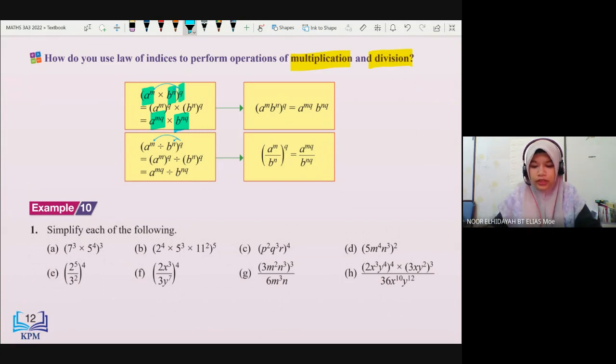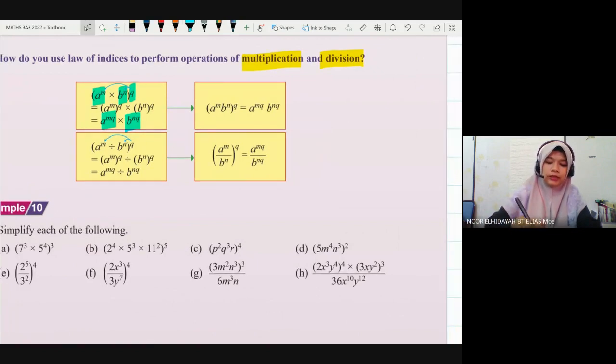Ataupun, kita dah belajar algebraic, a times b is equals to ab. Macam tu juga untuk this one, a to the power of m, b to the power of n, power of q. So you have to expand for the both index. Multiply all the index inside the bracket. Begitu juga untuk divisions.